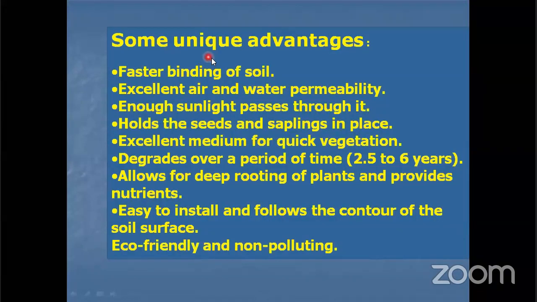Coming to some of the unique advantages of this coir geotextile: it has the property of faster binding of the soil. That is, these are somewhat hairy surfaces, which come into contact with the soil very easily and have this binding property. It has excellent air and water permeability, and it also allows sunlight to pass through. It holds the seeds and saplings in place, and it is an excellent medium for thick vegetation. We will see how this scrub vegetation helps in our engineering. It degrades over a time period of around 2.5 to 6 years.